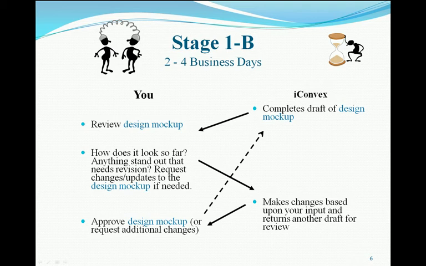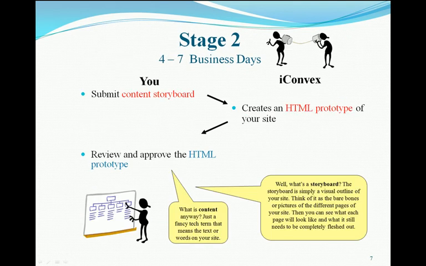And you'll request any changes to the design mock-up if needed and send those to us. We will make the changes and give it back to you for final approval, or as you can see by the broken arrow here in this diagram, you can send it back to us and we will make another set of changes, and this process can repeat itself as many times as necessary until it looks exactly the way you want it to look. Then once it's approved, we'll move on to stage 2.